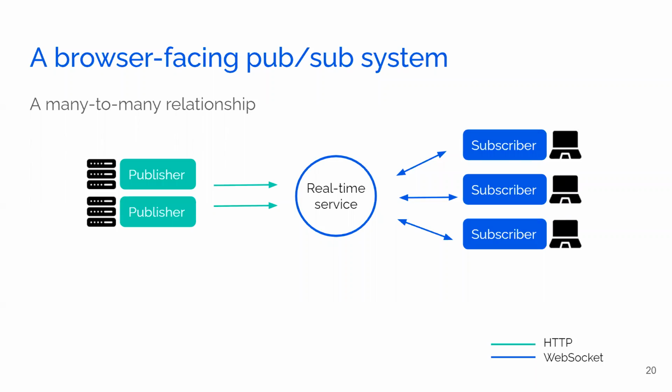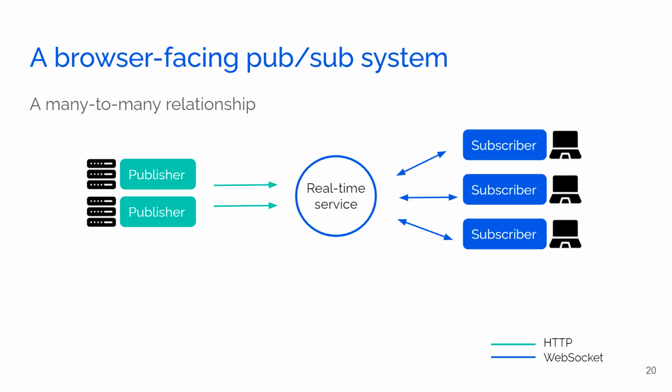You may have heard the terms publish and subscribe in the context of messaging. This is often referred to as the pub/sub messaging pattern. The exchange of messages can happen between backend services or between the backend and the front end, as in this case. So keep in mind that here we're talking about a browser-facing pub/sub system. The backend services publish events to the real-time service, which sends them to the subscribers.